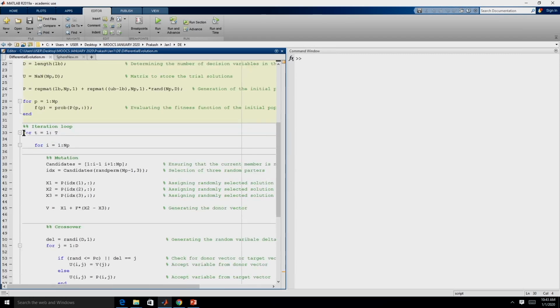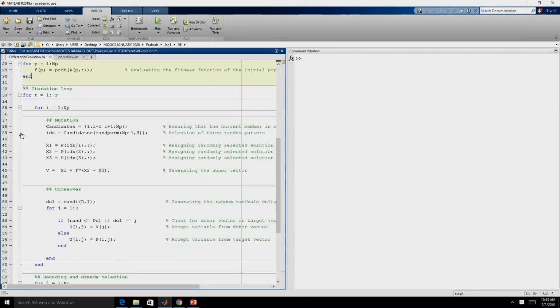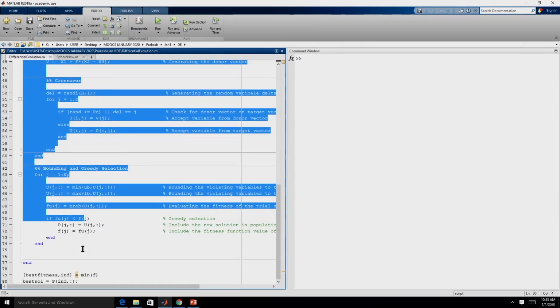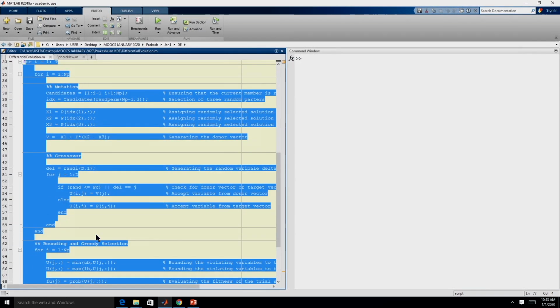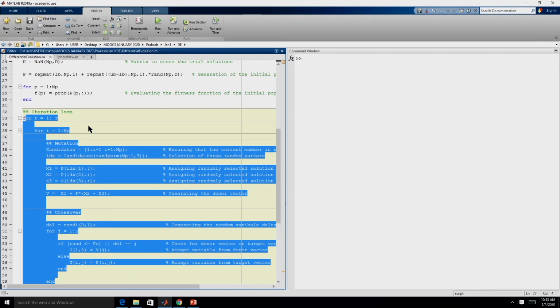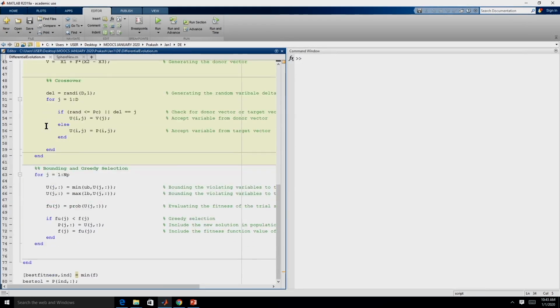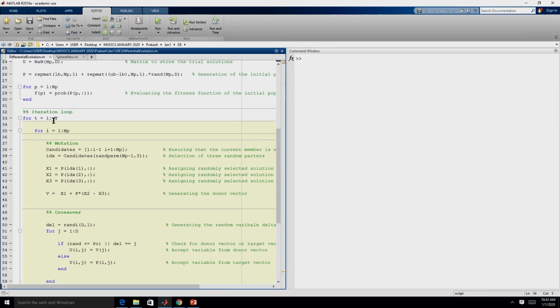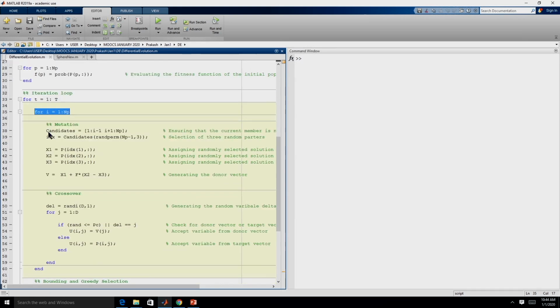So, now we start this iteration loop. At line 33 we start the iteration loop, and that will go on until line 77. So, that is the iteration loop. Anything that is contained between line 33 and 77 is going to be repeated T times, because capital T is the number of iterations that we want to perform. So, in each iteration for every member we are supposed to generate a donor vector and a trial vector. So, that is why we have this for loop.